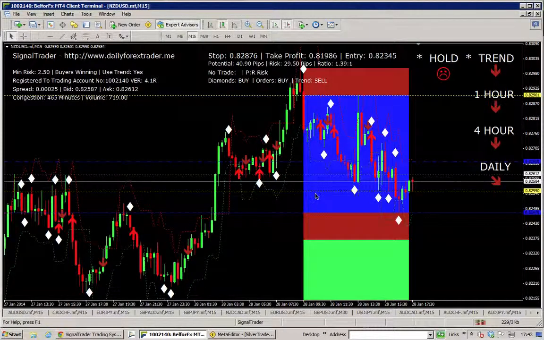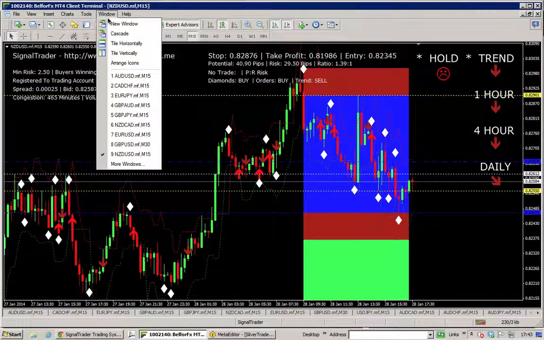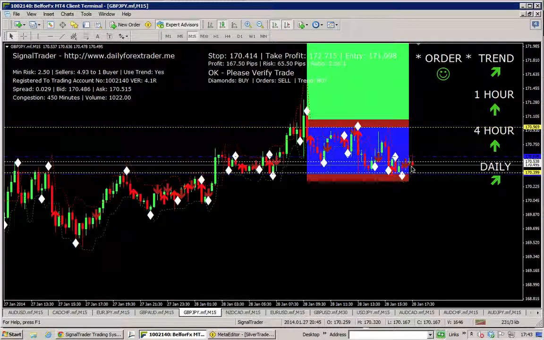And where is it? Hang on, let's find it. GBP JPY. This one here. Where is it? It's right down the bottom of the congestion. So although it's technically a valid trade, it'll be about 20 or 30 pips when it actually gets up there.